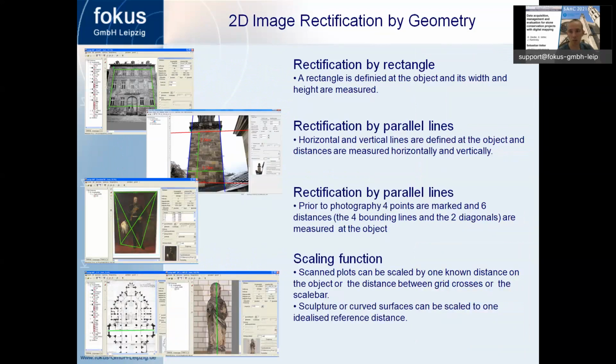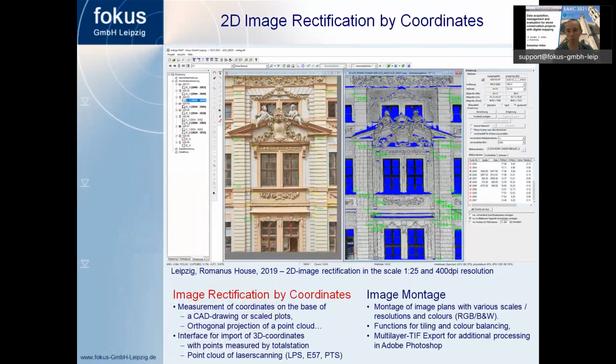And in MetigoMap, there are simple functions for creation of image rectification on the base of geometry, for example, by a rectangle or parallel lines. And if the object is more complex, then rectification should be done by reference coordinates, and they can be measured by total station on site, or currently it's also possible to measure them within the point cloud that comes, for example, by laser scanning. On the right-hand side, you can see a point cloud with measured reference coordinates.